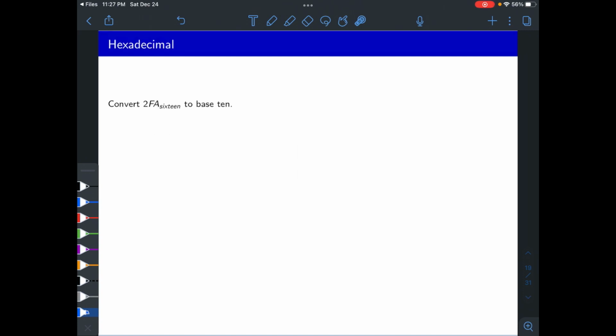So let's convert 2FA base 16 into base 10. I think this is probably a good chance for you, again, to get some practice. So pause the video, try to convert this to base 10, and then come back and compare answers.